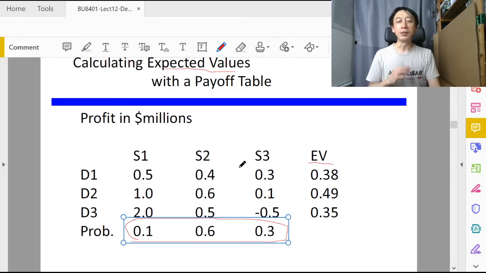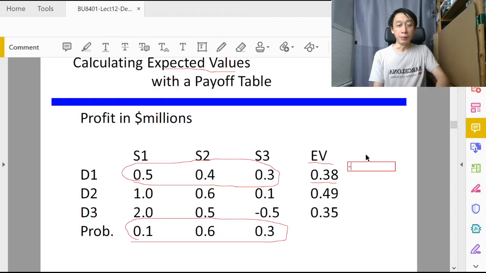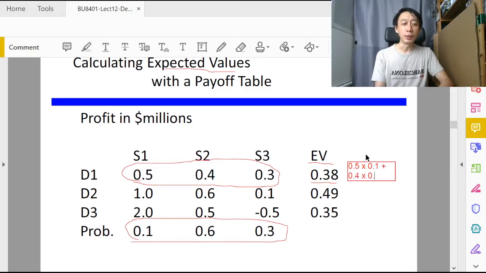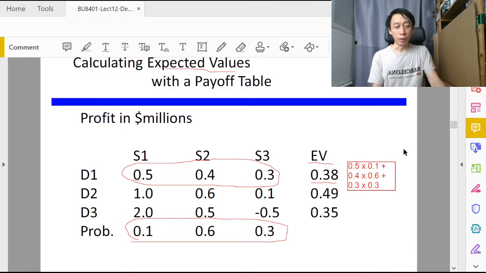Now, it is very simple to calculate the EV. The way it goes is that the EV of a decision alternative is the sum product of the payoffs with the probabilities. So for D1, it is 0.5 times 0.1, that's the probability, plus 0.4, the payoff, times 0.6, plus 0.3 times 0.3. If we do that calculation, we'll get 0.38.